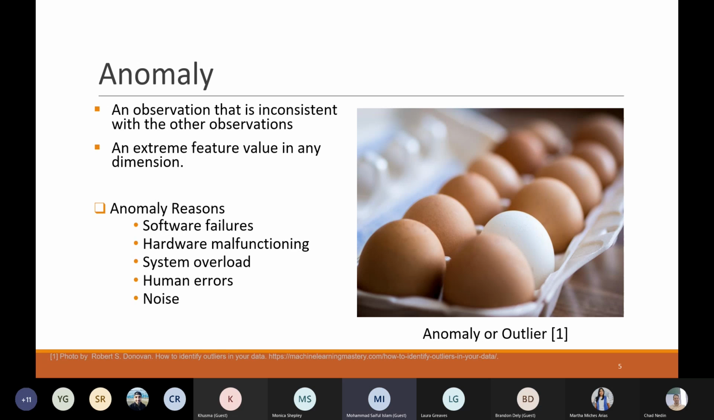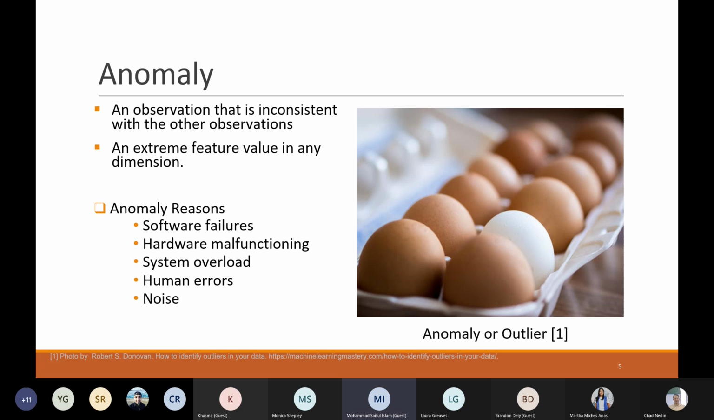Let's start with anomaly. Anomalies are observations that are inconsistent with others. It could be an extreme feature value in one dimension or even in multiple dimensions. For example, a typical example here is the white egg, which deviates from the others only in the color dimension. But you can make a boiled egg out of it, you can make an omelette out of it; it will be the same egg. So this is a typical example of an anomaly.